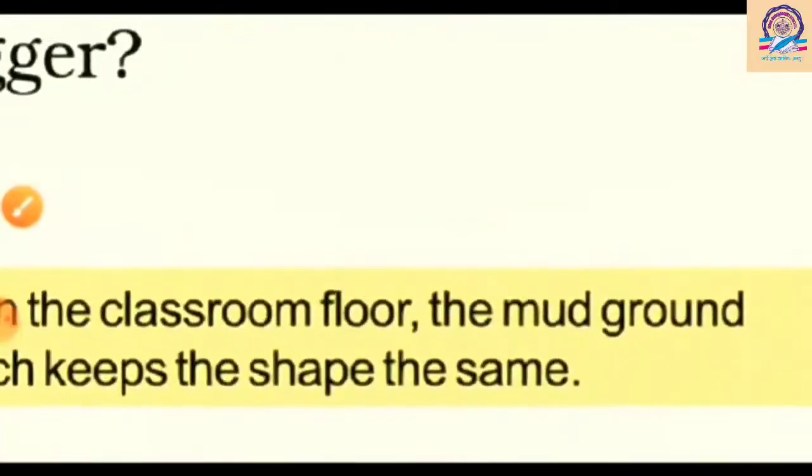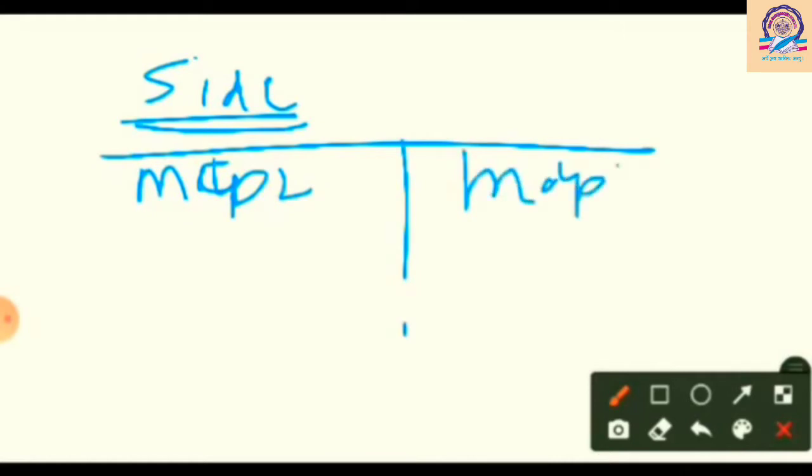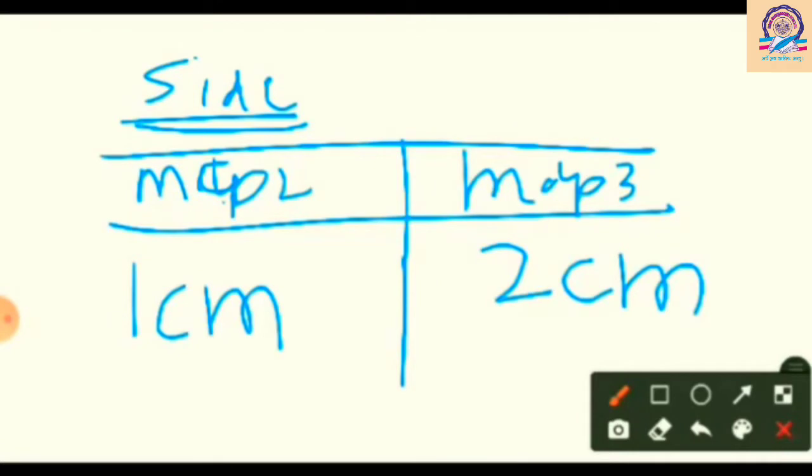Now next they are asking whether its area also becomes 2 times bigger. Let's see if its area becomes double or not. So let's first divide the two grids, the 1 centimeter grid as well as the 2 centimeter grid, and then we will find the area of each grid. Let's say map 2 and map 3, where we have already found the side of the 1 centimeter grid is 1 centimeter and the 2 centimeter grid is 2 centimeter. So as we can say, the side got double.